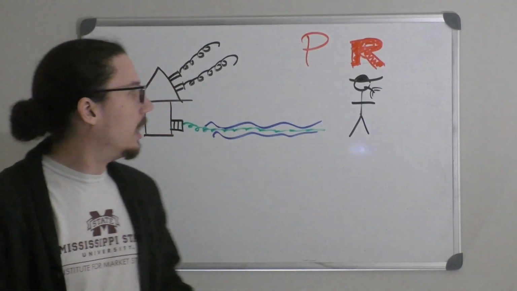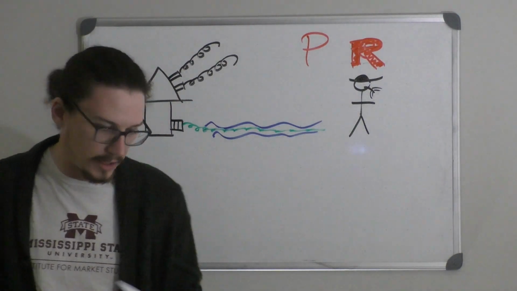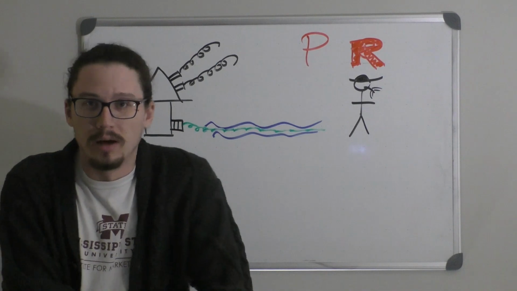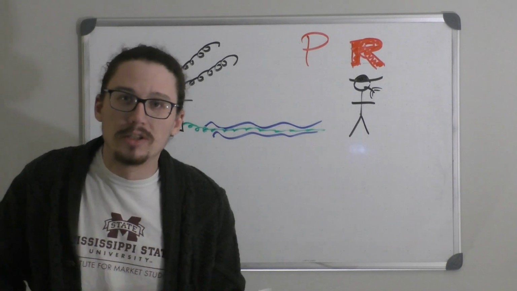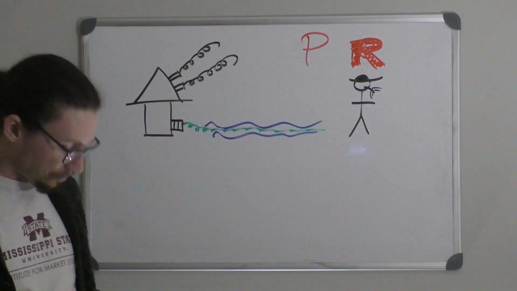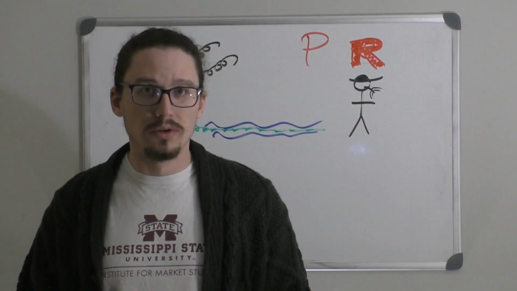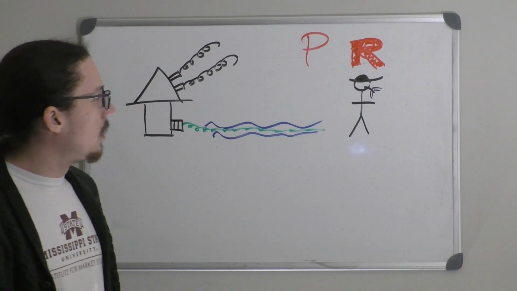PR, property rights, all right? Hopefully y'all can see that. The thing with the big red blob over its head is the one that has the property rights. So we're going to assign them to the farmer. So the farmer has the property right, the right to pollute the river.